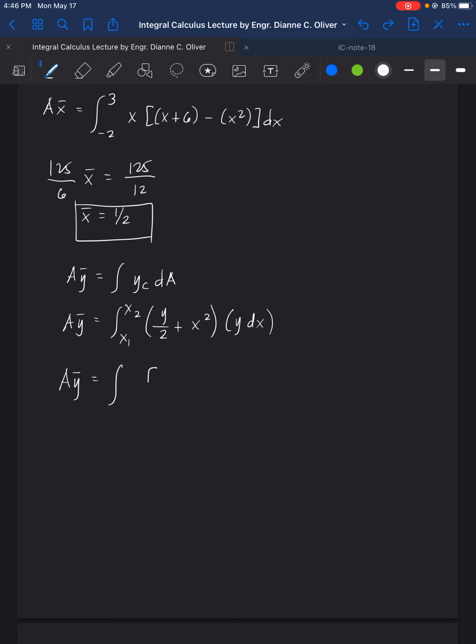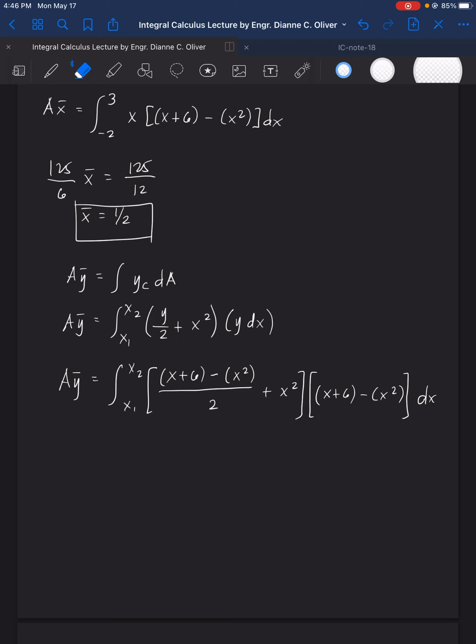So that is equal to the integral of, let's use a bracket, x plus 6 minus x squared all over 2 plus x squared. Then we have here x plus 6 minus x squared dx. Then the limits x1 to x2, or let's put here the limits as negative 2 to 3.